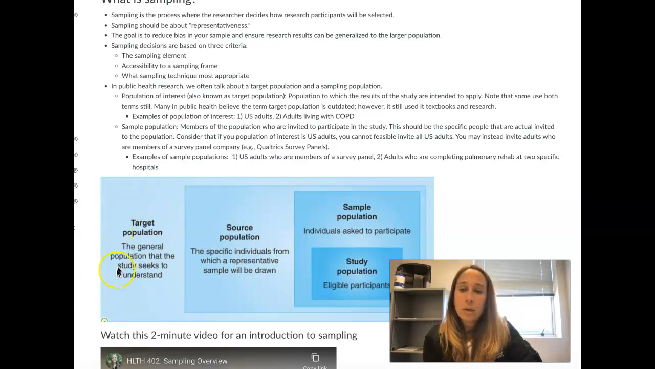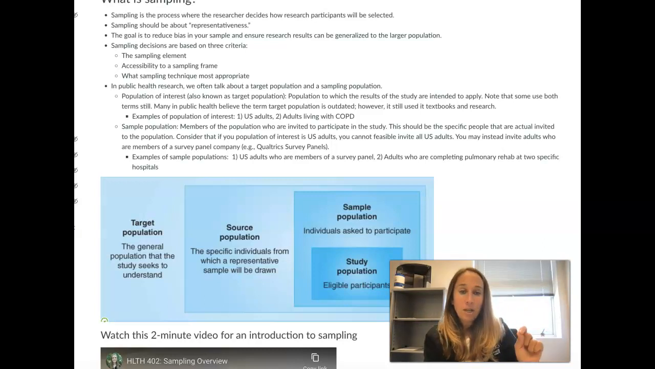You start out with what we used to call the target population. We now try and refer to that as the population of interest. But this is the general population that the study seeks to understand. So maybe my population of interest is young adults between the ages of 18 and 25, something like that, right? So that's my target population, or my population of interest.